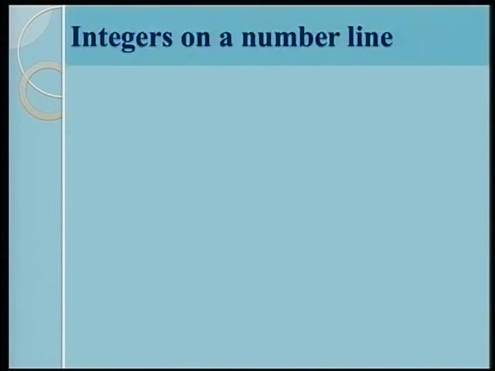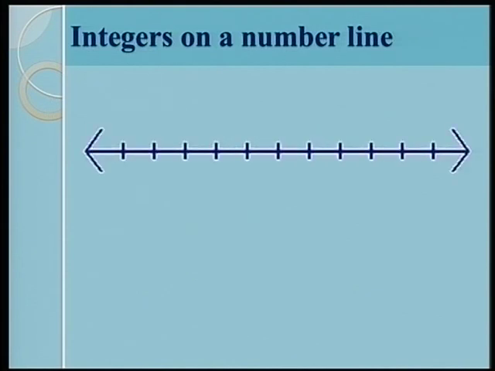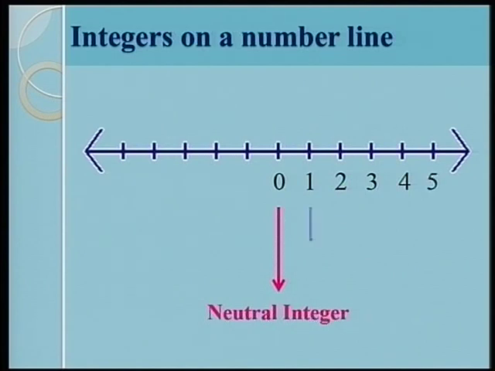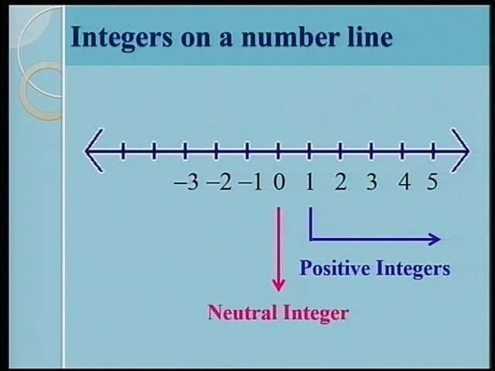We now have a look how to represent integers on a number line. We start by drawing a line with equal intervals, with arrows at both ends. Then we write 0 at the middle. We place all the positive numbers to the right of 0, and we place all the negative numbers to the left of 0.